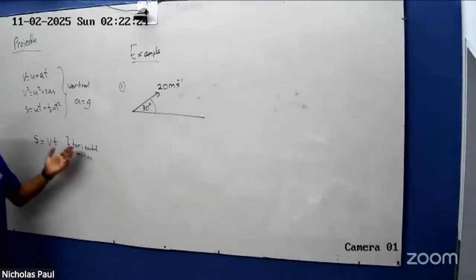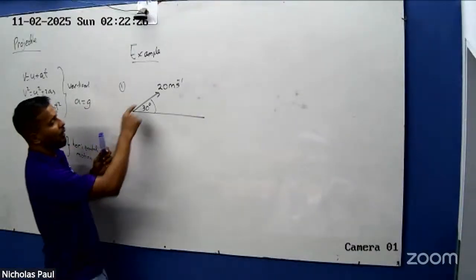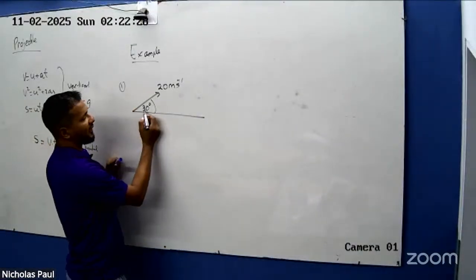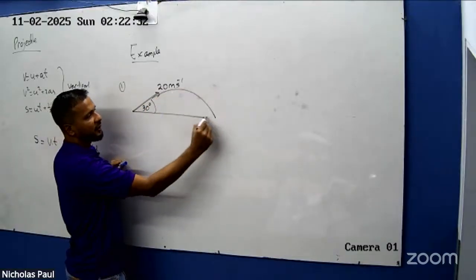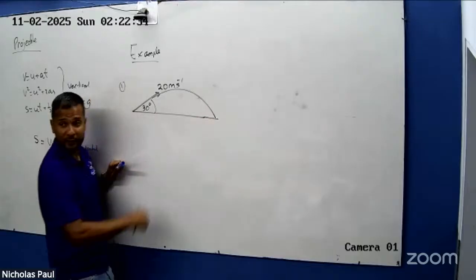Let's say I give you a scenario like this. We shoot an object at an angle of 30 degrees with a speed of 20 meters per second. It'll follow a path like that.